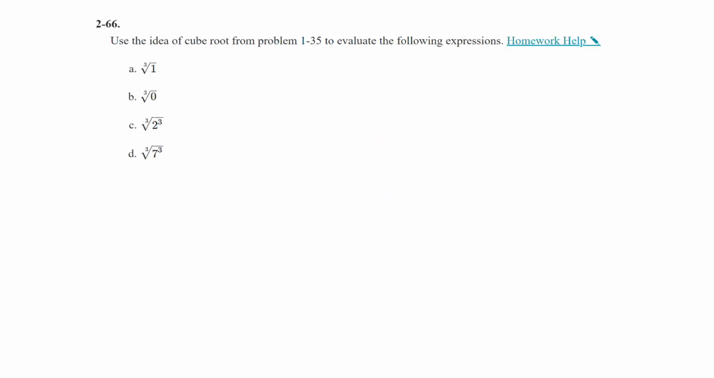Question 66, use the idea of cube roots from problem 1-35 to evaluate the following expressions. Remember cube roots, we're looking for what number multiplies itself 3 times to get whatever, we'll just call it y, to get whatever's inside there. And then that would be your answer, whatever's being multiplied by itself 3 times. So what is the cube root of 1? Well, 1 times 1 times 1 is equal to 1, so the cube root of 1 is 1.